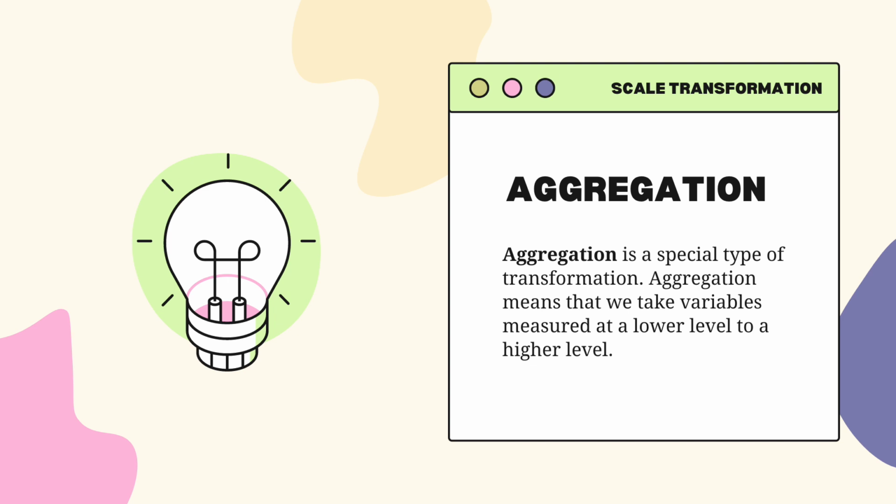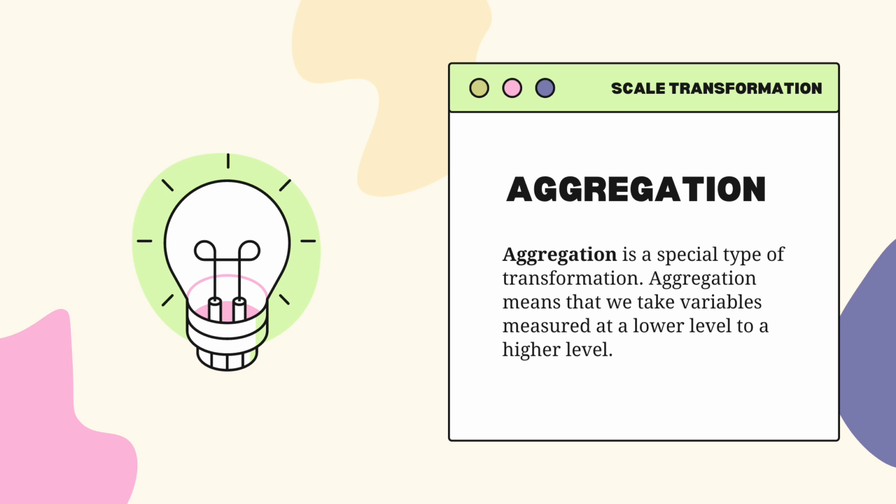So the last type of scale transformation is aggregation. Aggregation is a special type of transformation. Aggregation means that we take variables measured at a lower level to a higher level. We can calculate the average satisfaction at the channel level. Aggregation only works from lower to higher levels and is useful if we want to compare groups at a higher level.